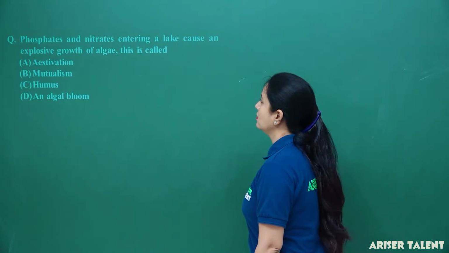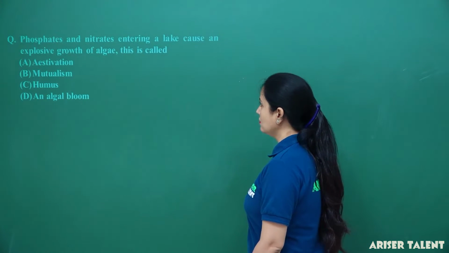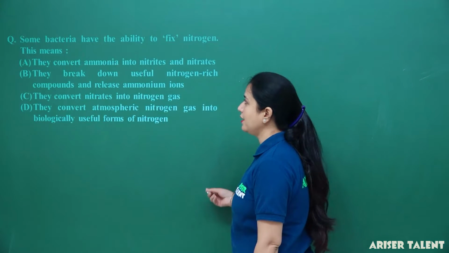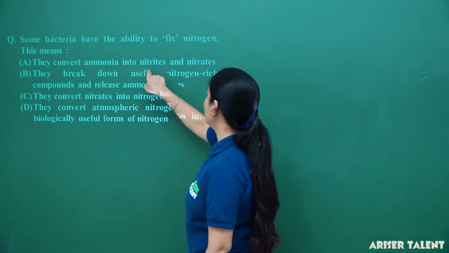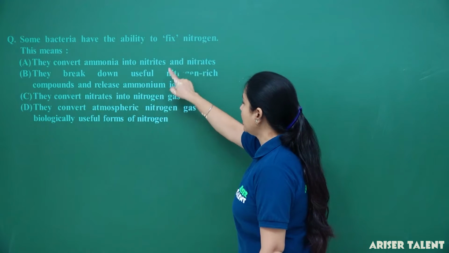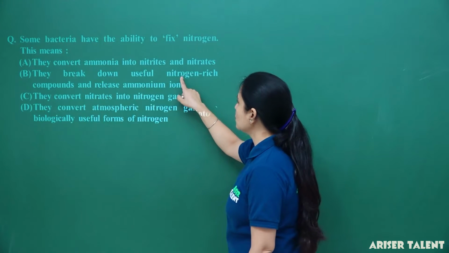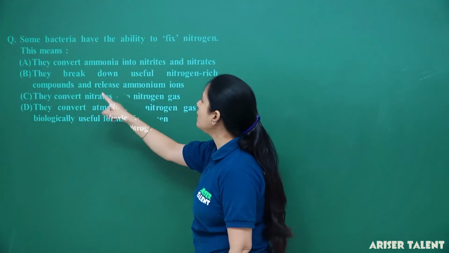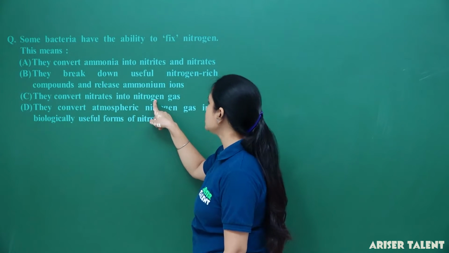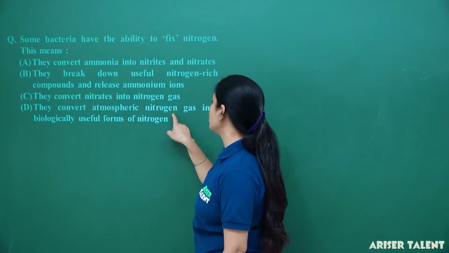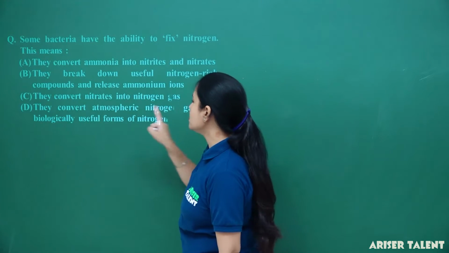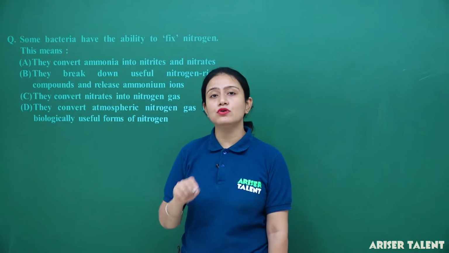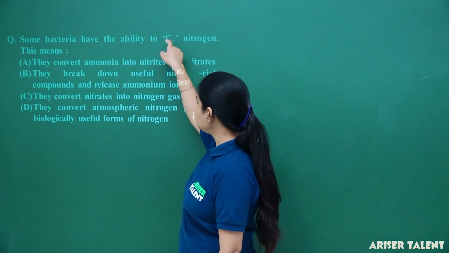Next is, some bacteria have the ability to fix nitrogen. This means they convert ammonia into nitrites and nitrates. They break down the useful nitrogen-rich compounds and release ammonium ions. They convert nitrates into nitrogen gas. They convert atmospheric nitrogen as nitrogen gas into biologically useful forms of nitrogen. Option D is the most suitable statement.